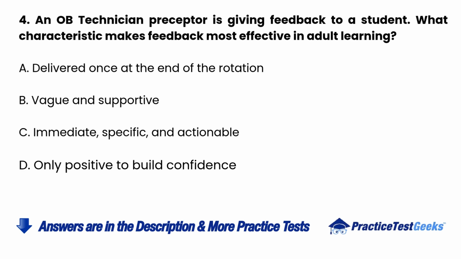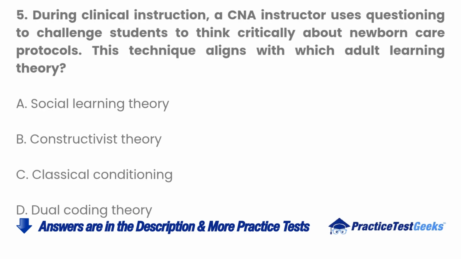4. An OB technician preceptor is giving feedback to a student. What characteristic makes feedback most effective in adult learning? A. Delivered once at the end of the rotation. B. Vague and supportive. C. Immediate, specific, and actionable. D. Only positive to build confidence.